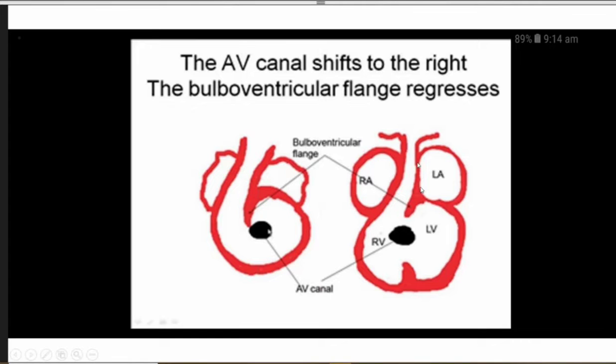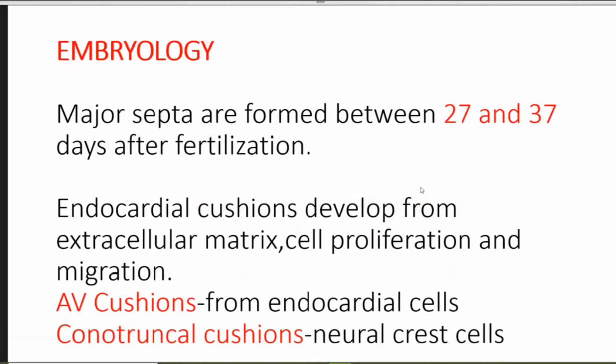And the interatrial and interventricular septums develop, which divide the atrium into two atria and the ventricle into two ventricles, and which also have components coming from the center of the heart, the AV cushions, which convert the single atrioventricular canal into a tricuspid valve and a mitral valve, or a left AV canal and a right AV canal.